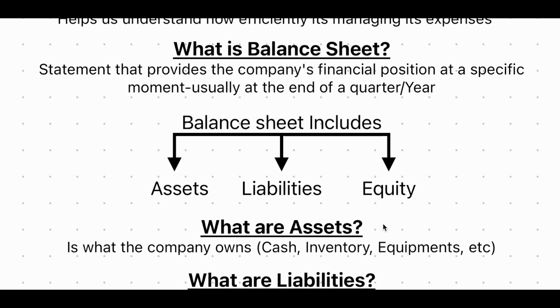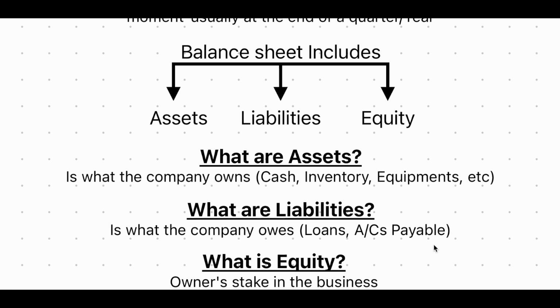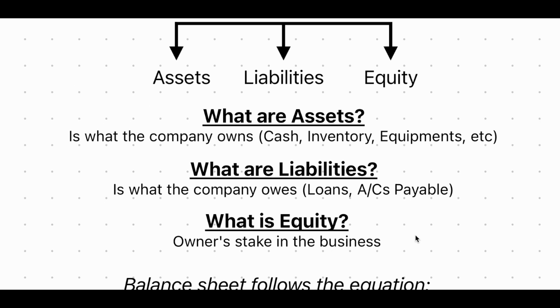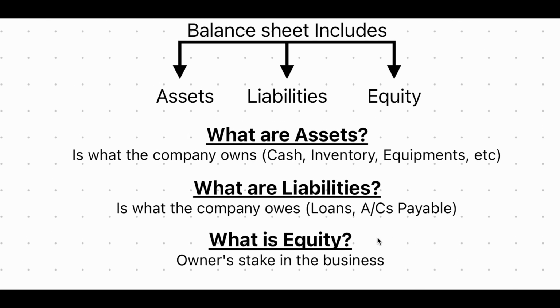Now, what are assets? Assets is something that the company owns. That would be the cash, inventory, equipments, etc. Liabilities. So, liability is something that the company owes to somebody else. That could be in terms of loan or accounts payable. And equity? Equity is the owner's stake in the business.